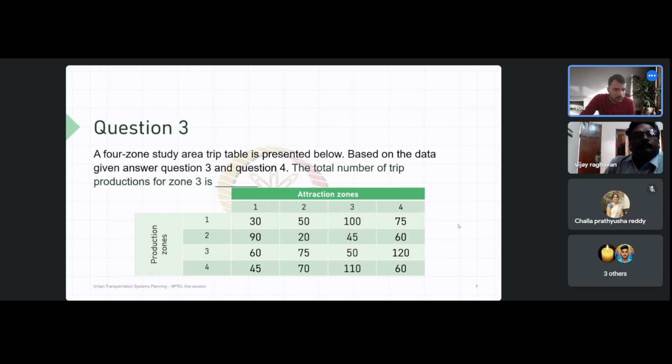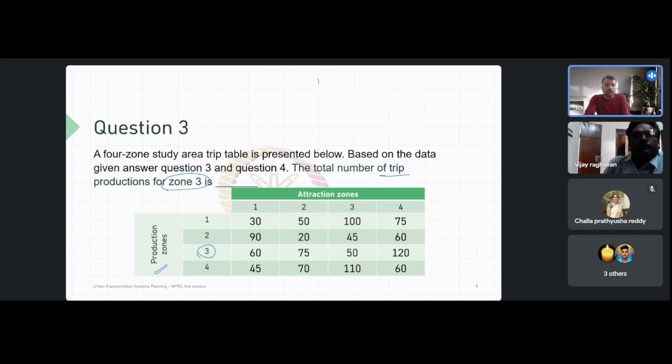So yeah, we have a response. I think I'll just check it. Okay, fine. So we need to find the total number of trip productions for zone 3. Although we can do this directly, I'll just do it simply so that everyone can understand. So we need to find the trip productions for zone 3. Production is given on the left hand side. We need to find for zone 3. So this is our interest.